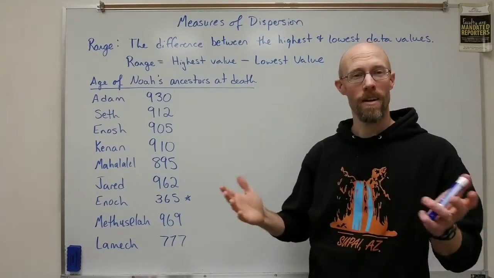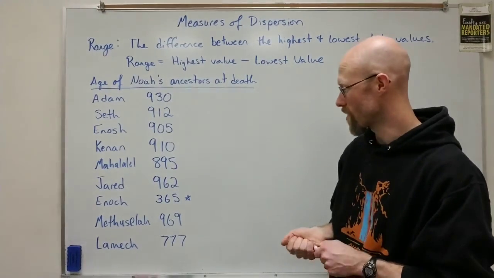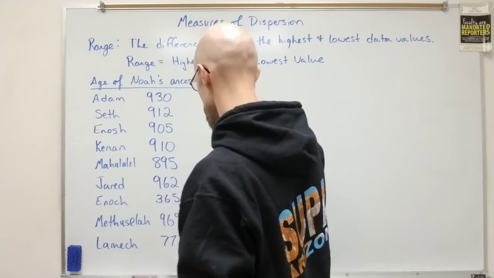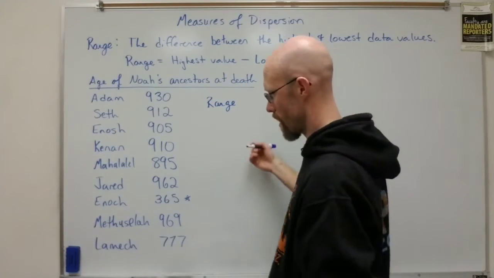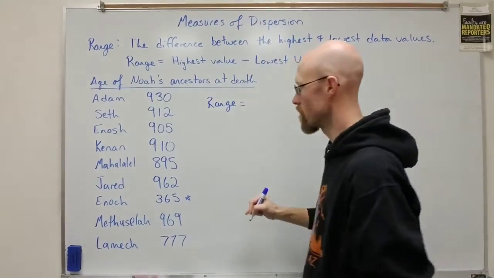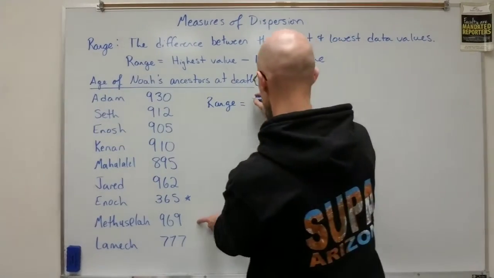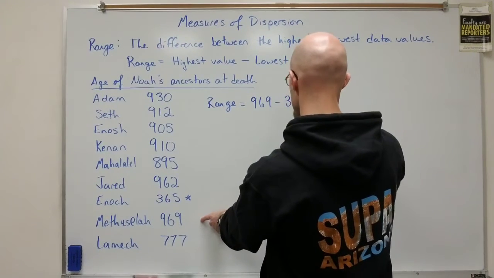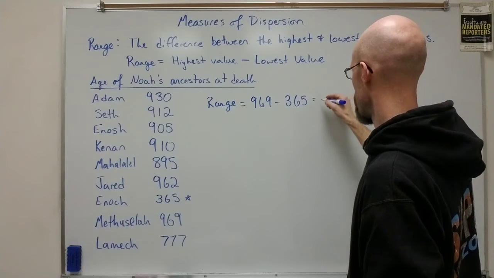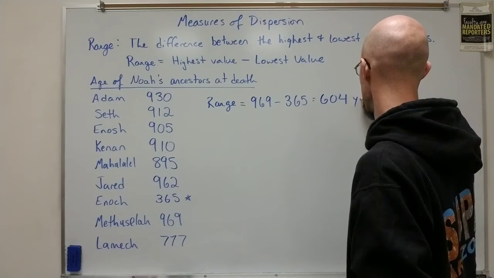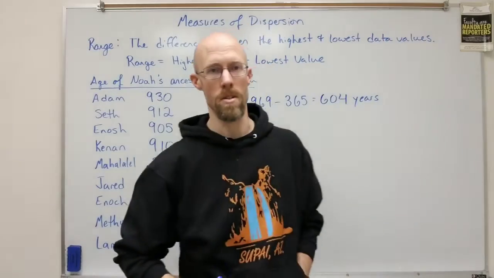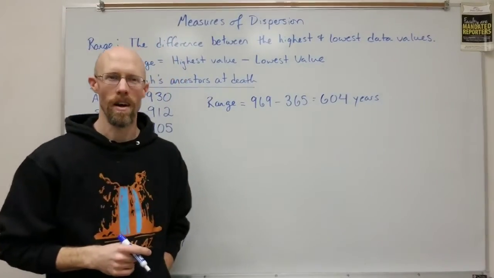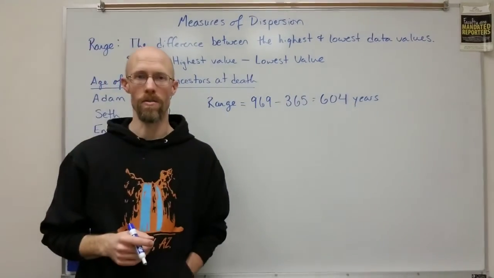But anyway, just to do the calculation here, we're going to take as our range the difference between Methuselah and Enoch, because they are the highest and lowest values respectively. So we have 969 minus 365, and that value should be 604 years. Did I do that right? 406, yeah, 604 years difference in the range of those lifespans.